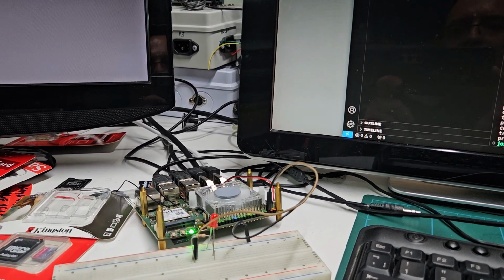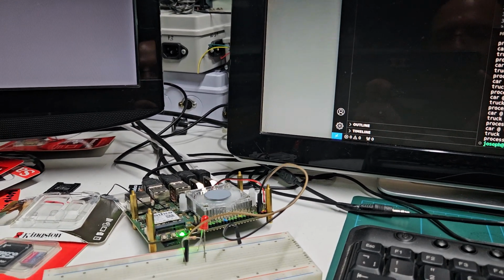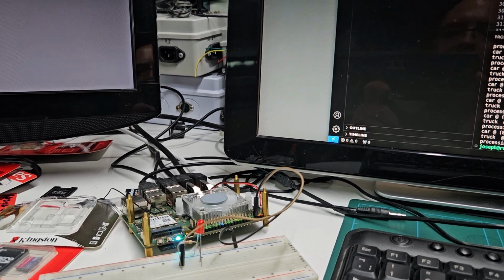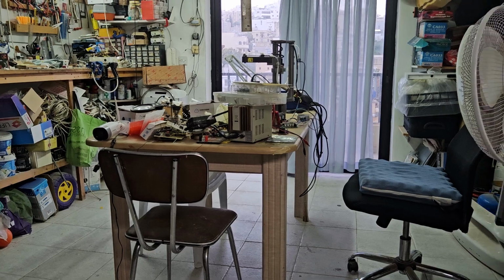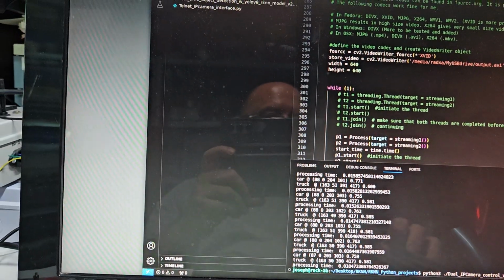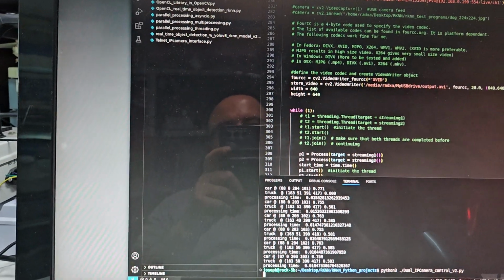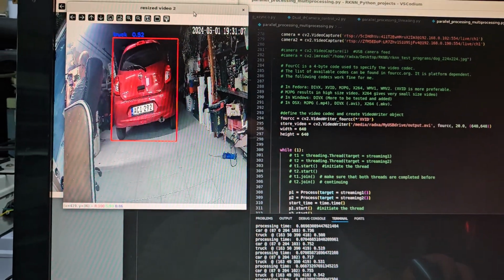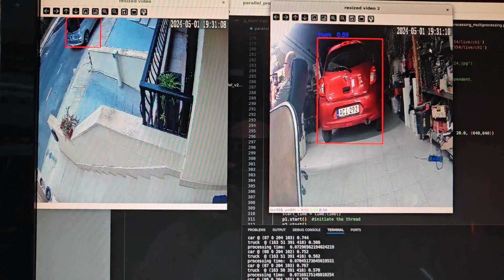In this video, the ROC5B is connected to two IP cameras. One is installed on top of the front door, and one is on the table there. The first video will show what the two cameras are seeing.